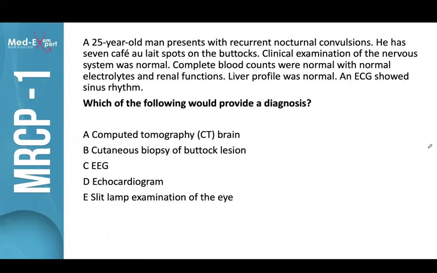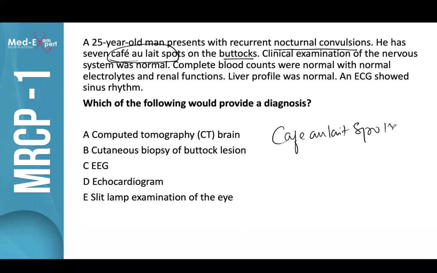A 25-year-old man is presenting with recurrent nocturnal convulsions. He has cafe au lait spots on the buttocks. Clinical examination of the nervous system is completely normal. His CBC is normal, electrolytes, RFT, LFT normal. ECG showing sinus rhythm. Which of the following would provide a diagnosis? First thing, you should know what the diagnosis is here. Cafe au lait spots.